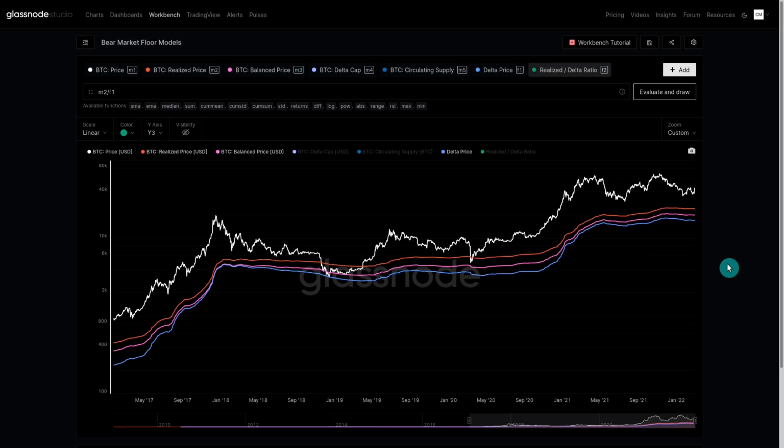So these are just some interesting on-chain models. I would certainly encourage you to go through in Glassnode Studio or find the descriptions down the bottom that can really help you understand the derivation of how these metrics came to be and some of the old school on-chain analytics.